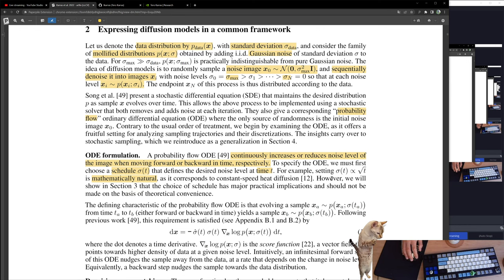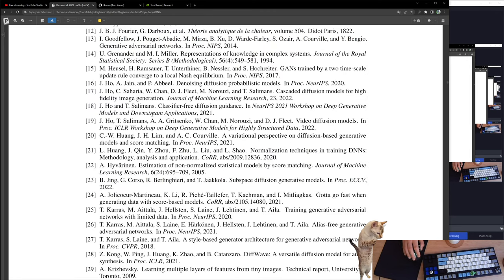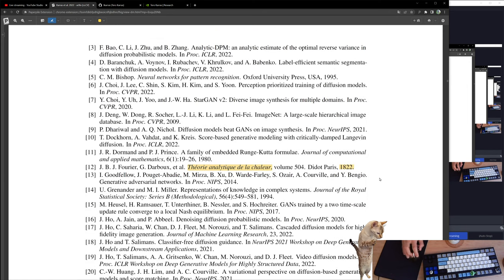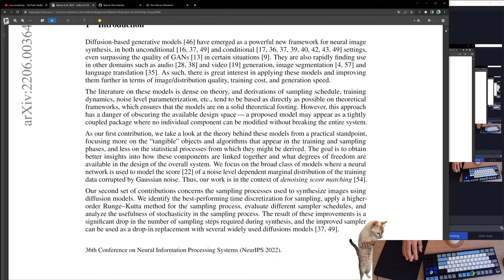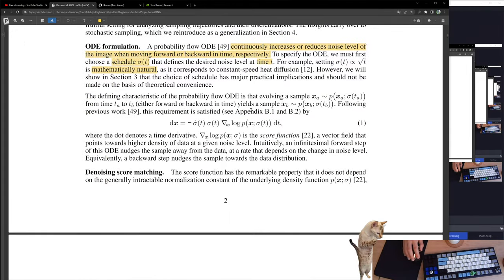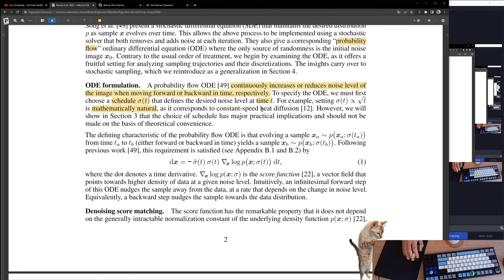And this is kind of on theme with this paper, where they're saying that whenever this was chosen in whatever original paper, this one here, 12. Wow. Look at that. This is a 1822 paper by the original Fourier. That is badass. That's a badass reference right there. But that's original heat diffusion.